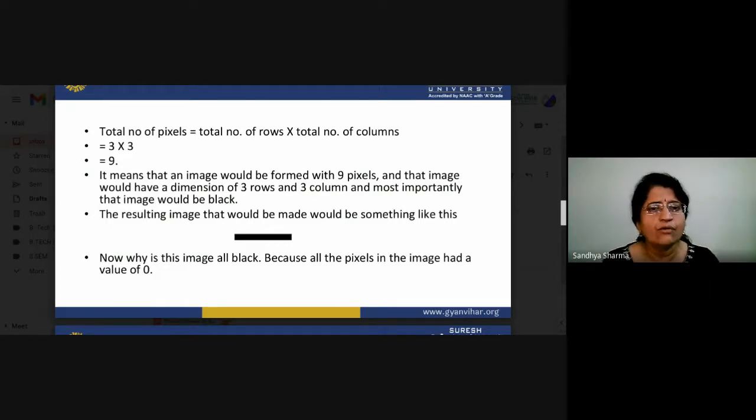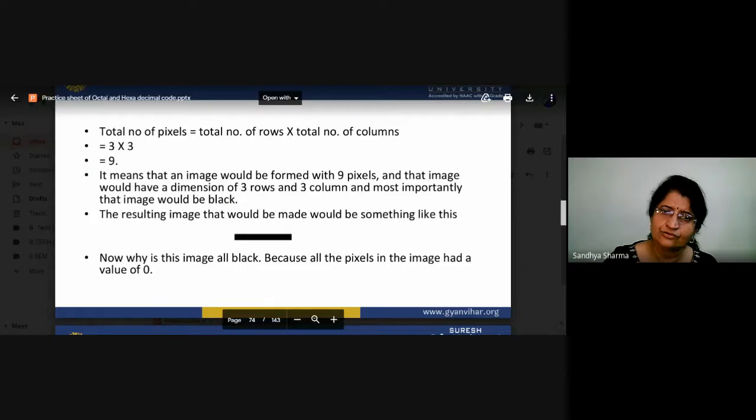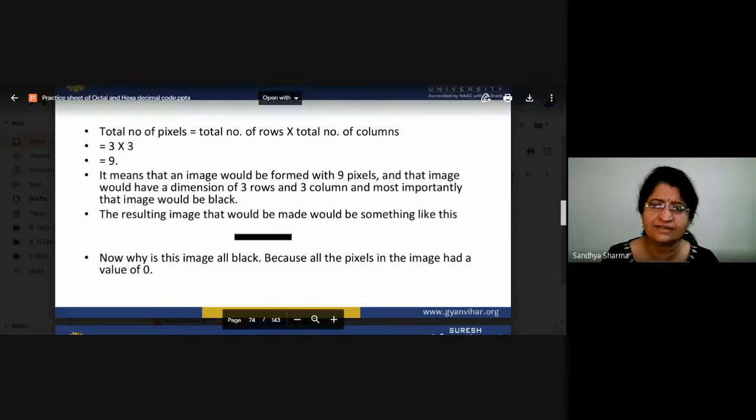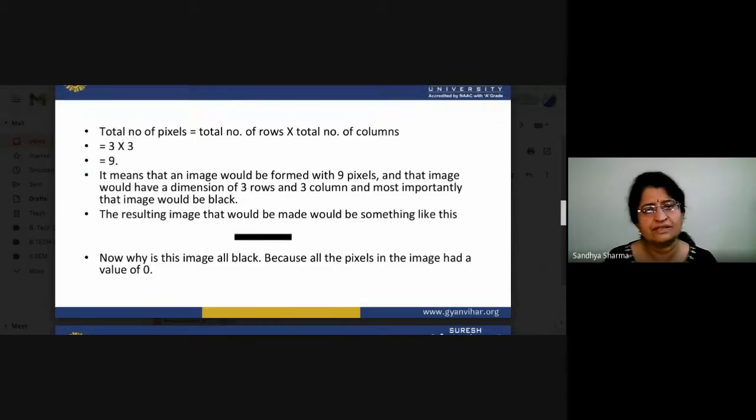Okay. Now the image is formed using 9 pixels, and that image would have dimensions of 3 rows and 3 columns, and the image would be black. So why are we calling it black? Because the value of the pixel is 0 in all the positions, at all the pixels. So we can say the image will be black. This is how you describe the black color if you have to represent it by a 3 into 3 matrix. All the values of our pixels would be black.